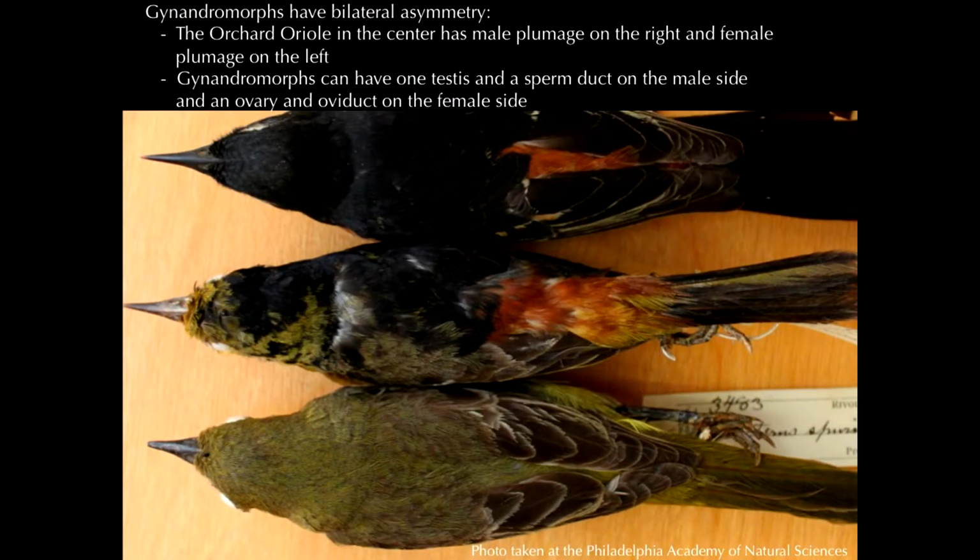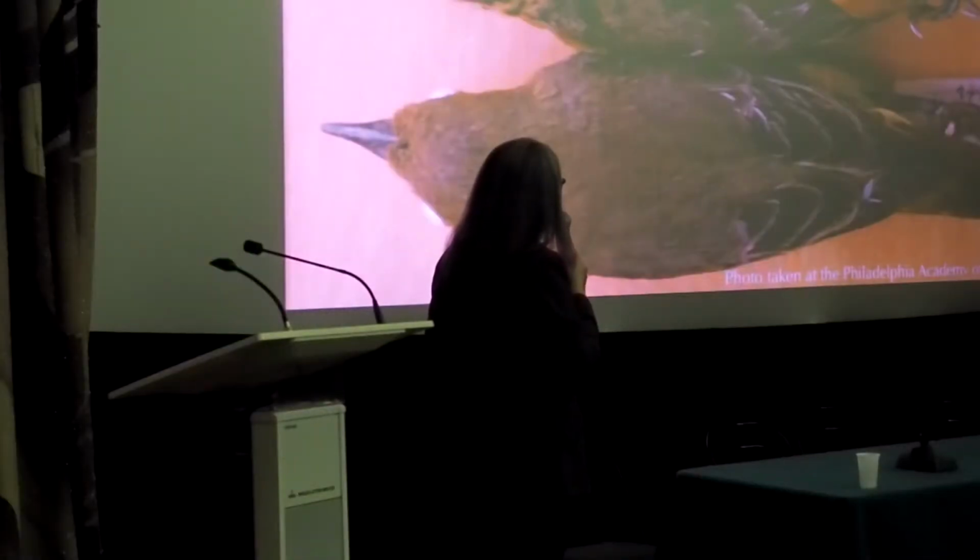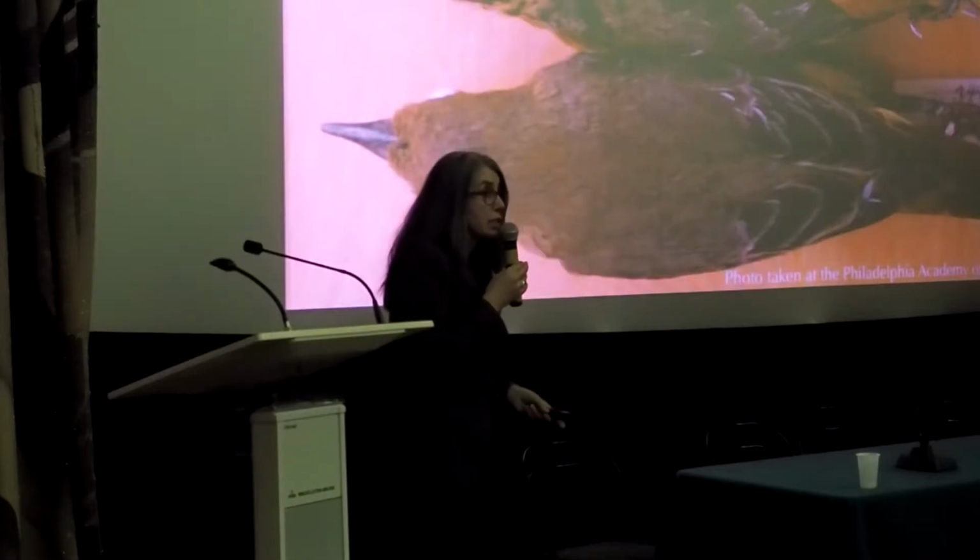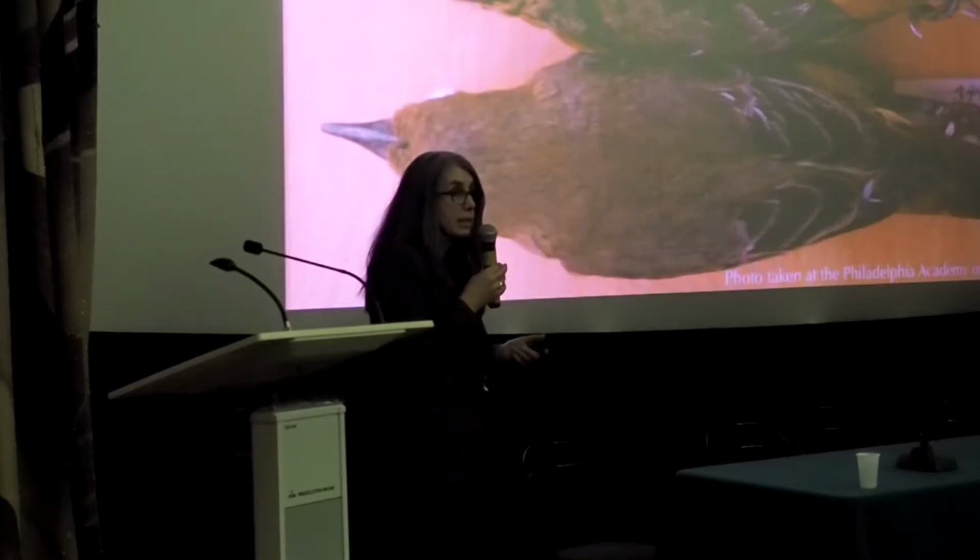Also, there are asides during all the PowerPoints. This particular gynandromorph was prepared by Robert Ridgway in about 1910. They're very unusual, and I don't know whether you've seen one, but they basically have one testis and one ovary. And the plumage is fascinating.